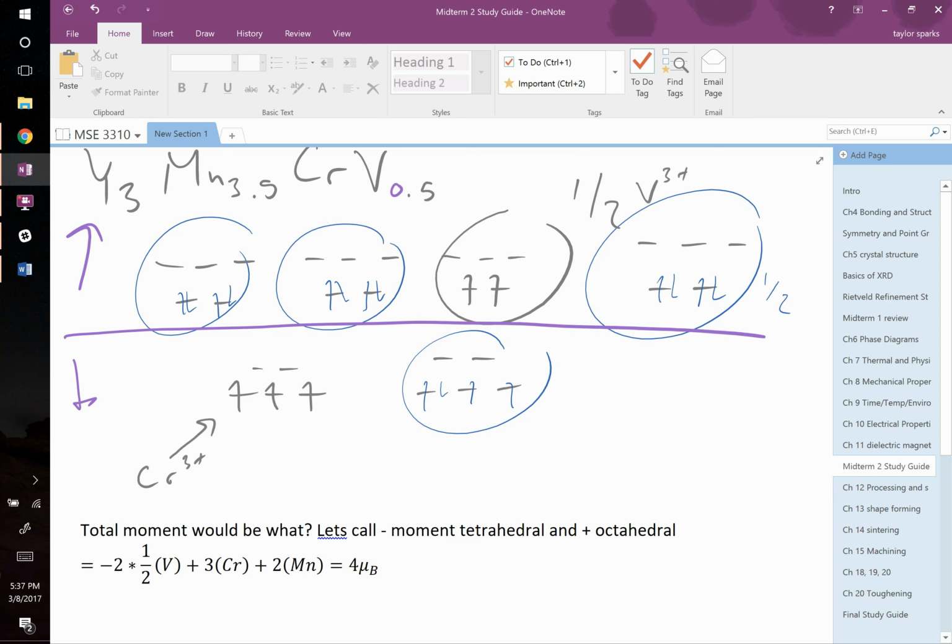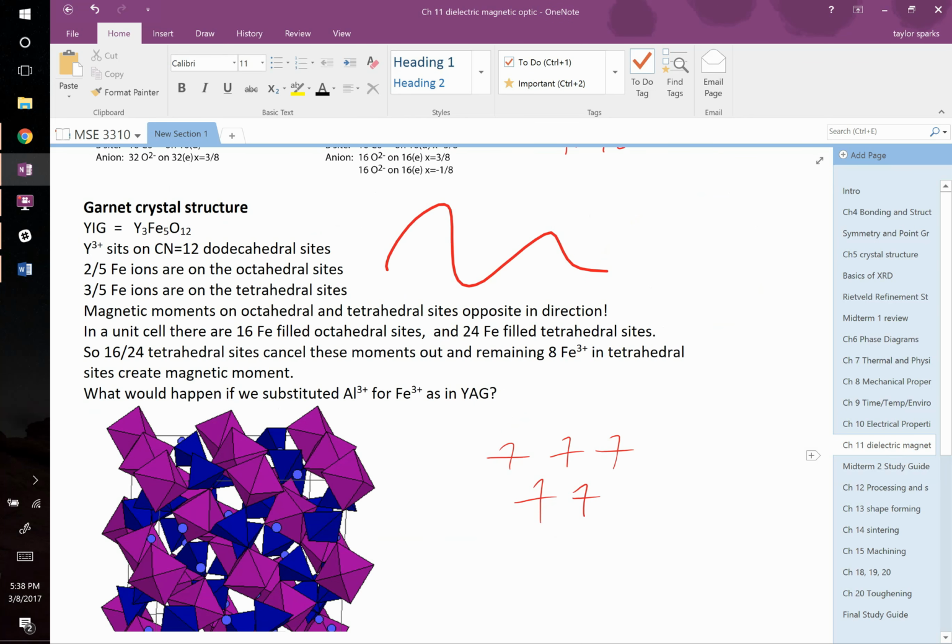And you said how many per formula unit? So you need to know how many formula units there are per unit cell, right? Okay. Right. So that's in the notes. If you want to go back to the chapter. For this one, for example, in a unit cell, there are 16 octahedral sites and 24 tetrahedral sites, which tells you how many there are per unit cell.